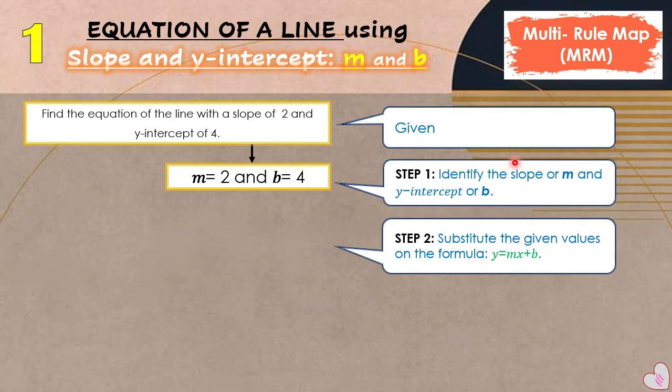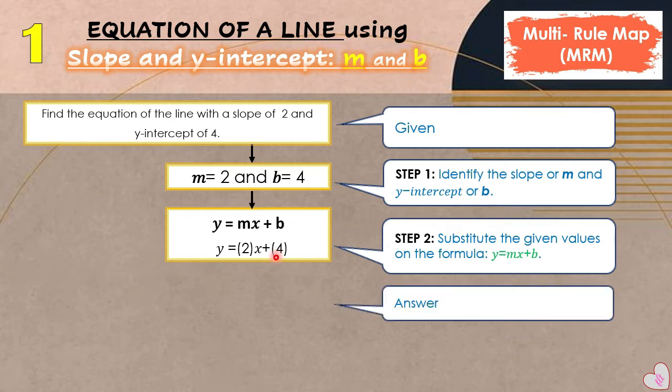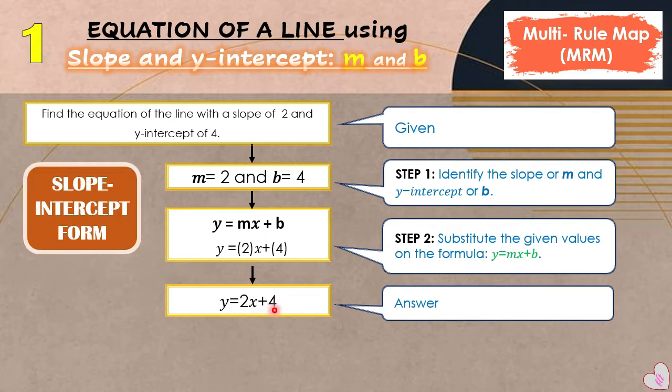Step 2, substitute the given values in the formula y is equal to mx plus b. So y is equal to, the value of m is equal to 2. So let's use parentheses for substitution, times x plus, and then substitute again the value of b, which is equal to 4. And for the answer, if we simplify this, we have y is equal to 2 times x, we have 2x plus 4. And that is in the slope-intercept form. So again, we have y is equal to mx plus b.